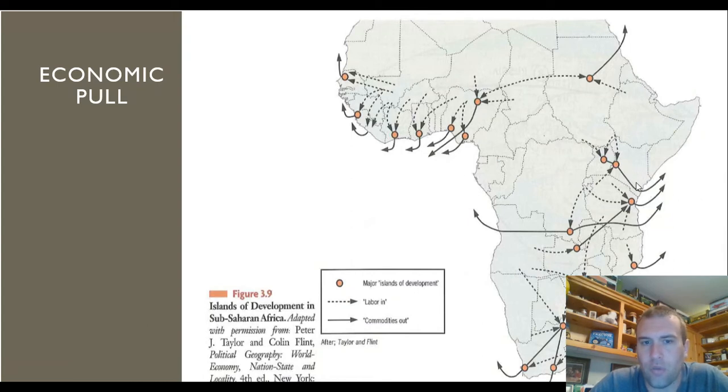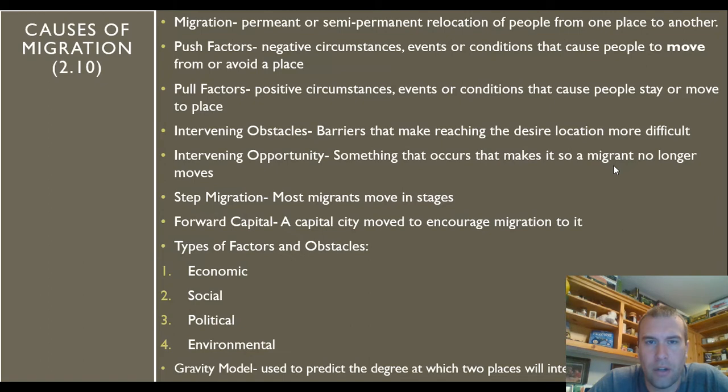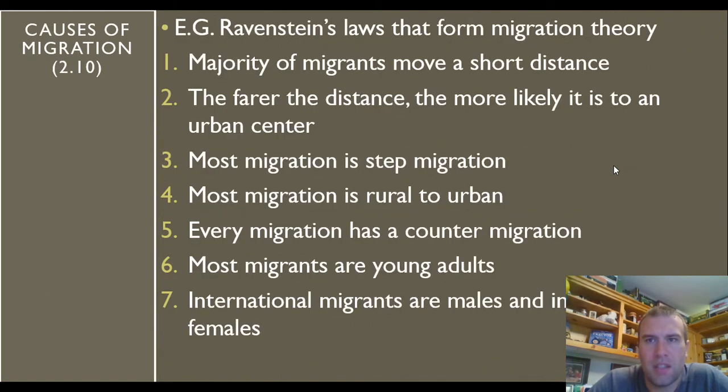How about in Africa? This is rural to urban, islands of development. These are basically all just major cities that people are moving to. Let's go to Nairobi, Kenya here, where people move in there, and it's a lot of males because if I go back here, now this is the slide we are on. There's one other slide with this one. This is E.G. Ravenstein's Laws that Form Migration Theory.